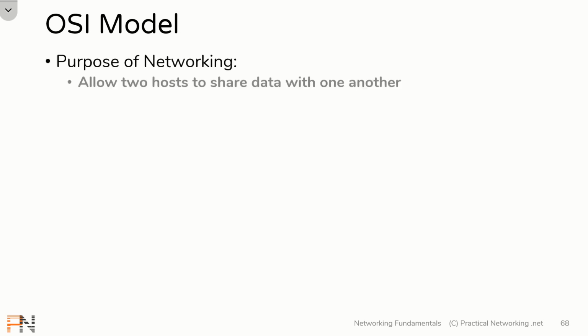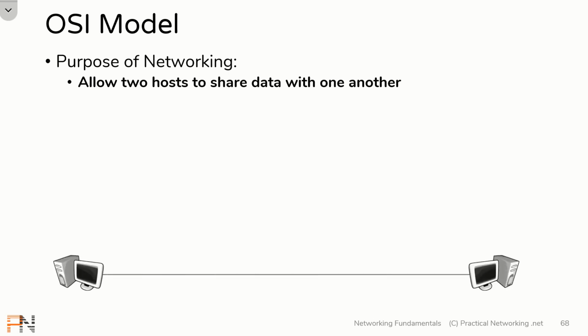The overall purpose of networking as an industry is to allow two hosts to share data with one another. Before networking, if I wanted to get data from this host to this host, I'd have to plug something into this host, walk it over to the other host, plug it into the other host. Networking allows us to automate all that by allowing the host to share data automatically across the wire.